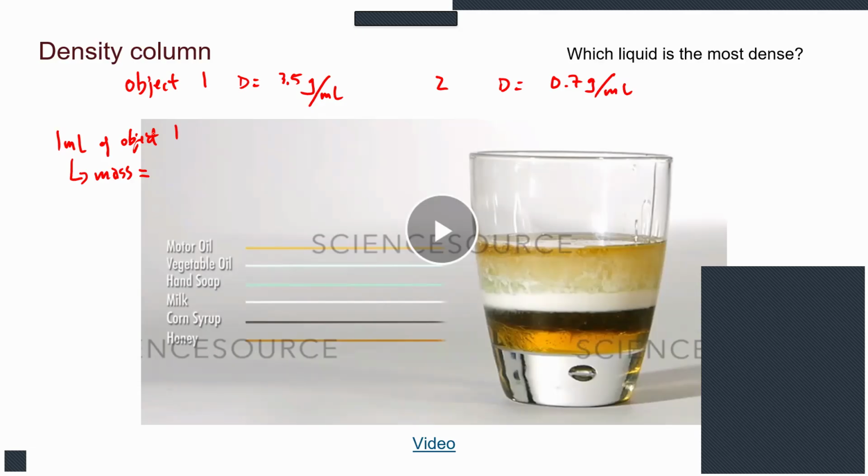The mass is going to be 3.5. Perfect. Okay. Now for object number two, let's say that I had 1 milliliter of that. What is my object's mass if I have exactly 1 milliliter of it? Perfect. Or sorry, this is 3.5 grams, 0.7 grams. Okay.